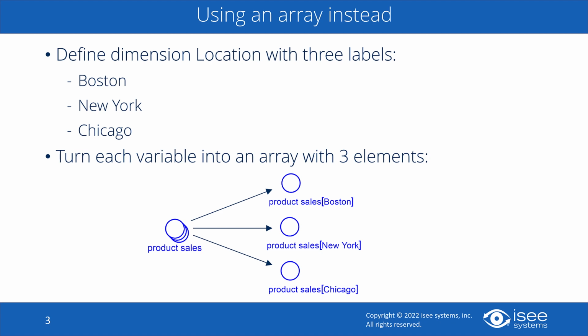And then we would turn every variable into an array that is one-dimensional by this dimension location, so it has three elements. And as an example, product sales would then have three values: product sales of Boston, product sales of New York, and product sales of Chicago. Notice the square brackets to access the elements.